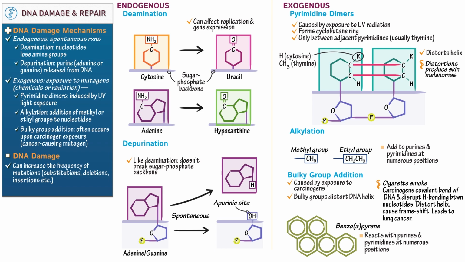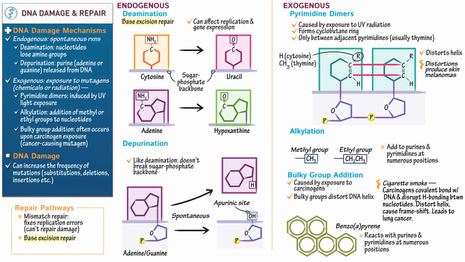Now that we know the most common types of DNA damage, let's add the major repair pathways to our diagram. First, write that mismatch repair fixes the replication errors that are missed by DNA polymerase's proofreading and exonuclease activity. Write that it cannot repair damaged DNA nucleotides. Then indicate that the base excision repair pathway can repair deamination, depurination, and alkylation. Finally, indicate that the nucleotide excision repair pathway can address pyrimidine dimers and bulky group addition.